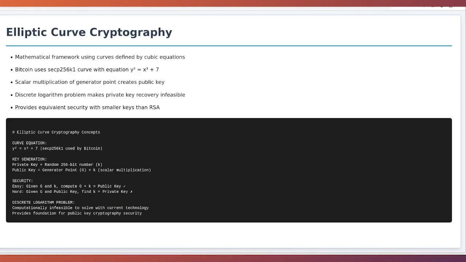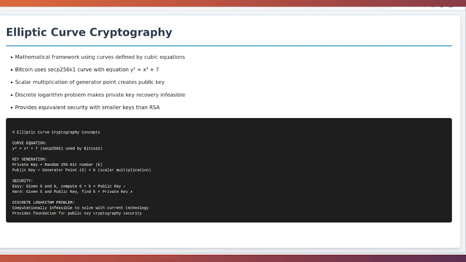Let's dive deeper into elliptic curve cryptography, which is the specific mathematical framework used for public key cryptography in most modern blockchains, including Bitcoin and Ethereum. Elliptic curves might sound exotic, but they are just a particular type of mathematical curve described by an equation. Bitcoin uses a curve called secp256k1, which looks like a smooth, symmetric curve when plotted on a graph. The equation is relatively simple: y squared equals x cubed plus 7.